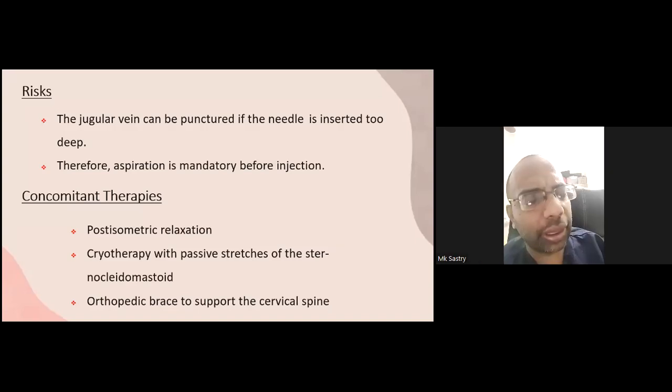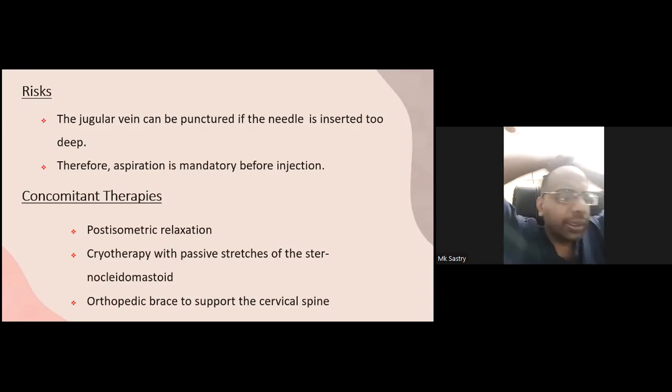So always try to relax the neck. Today we have very good cervical pillows, and use this, what you call cervical neck collar. We call it cervical neck collar.